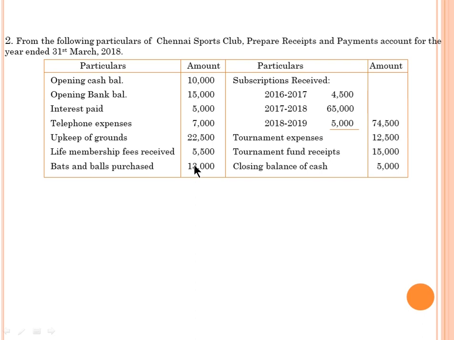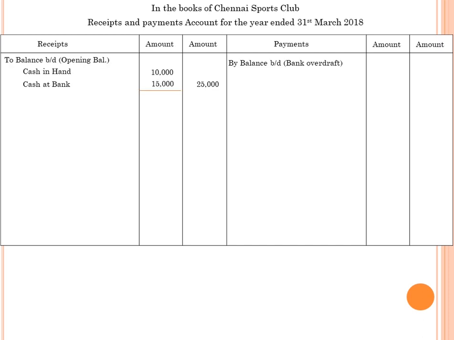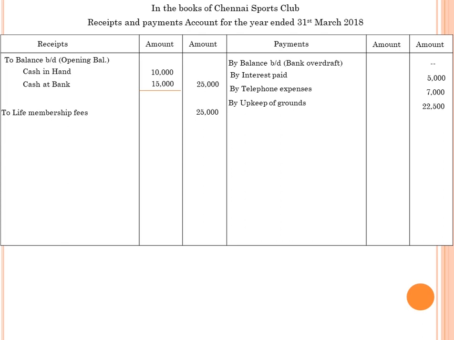Okay, let's move on to the receipts and payment account. By balance brought down, bank overdraft nil. By interest paid 5,000. By telephone expenses 7,000. By upkeep of grounds 22,500. To life membership fees 5,500. By bats and balls purchased 13,000. Now we go back to the question.